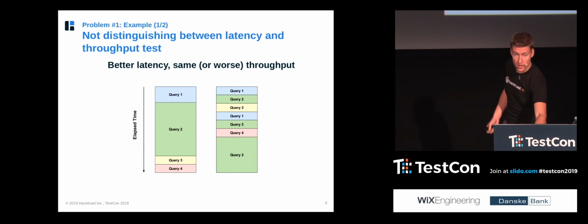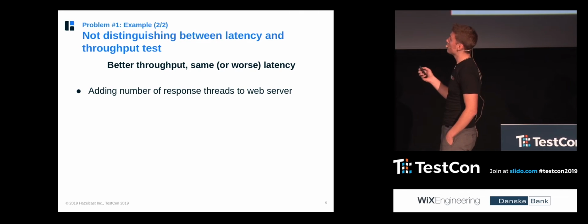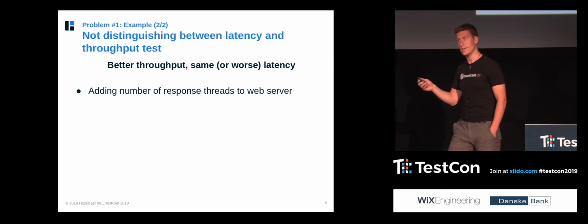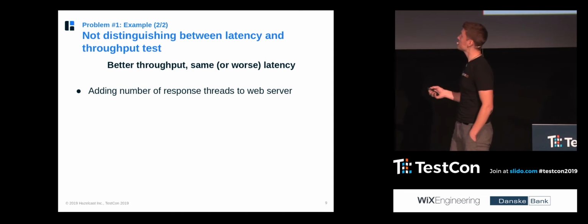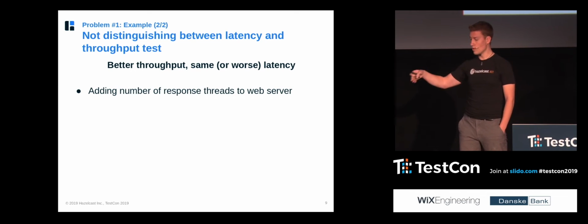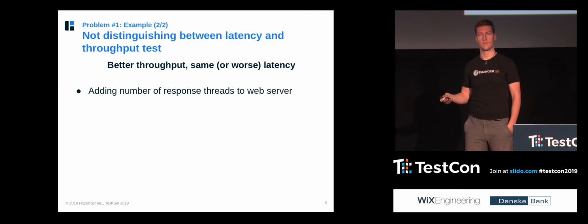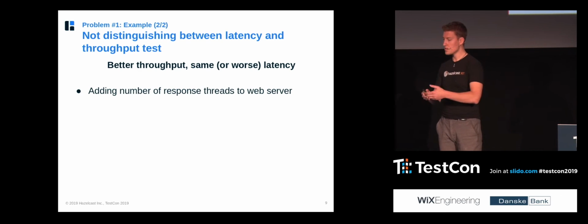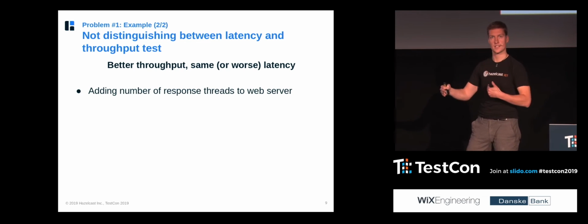Okay, let's see the opposite direction. So the throughput would be improved, but the latency will be maybe worse or the same. This is just a simple example of a web server adding more parallel threads. So if one thread is processing the requests, I will still process it at some time.